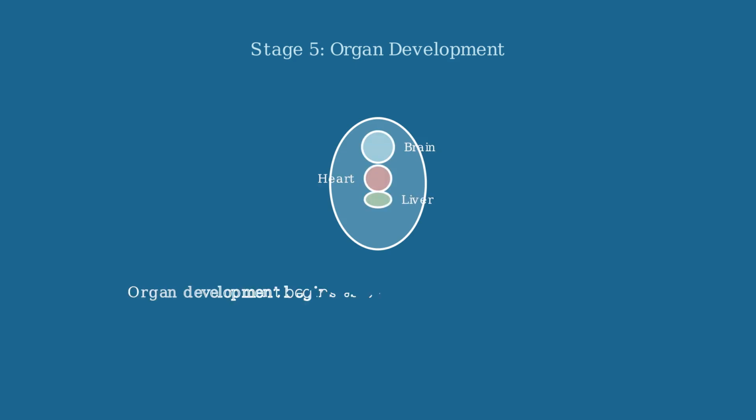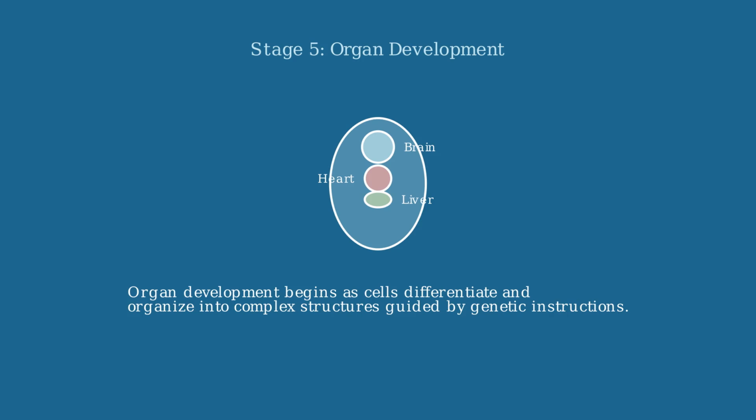Organogenesis is the process of organ development from the three germ layers. As development continues, cells organize into increasingly complex structures, forming organs like the brain, heart, and liver.